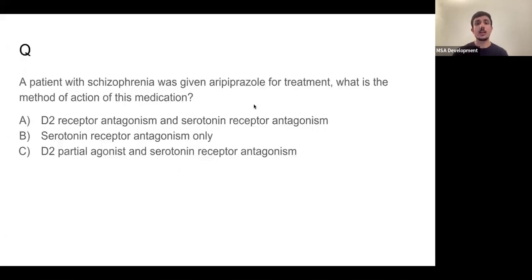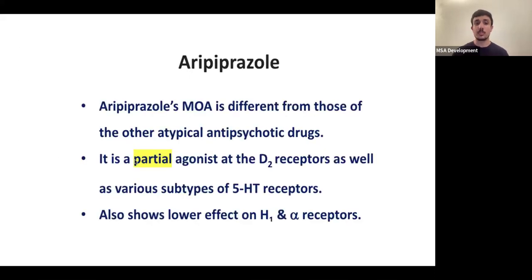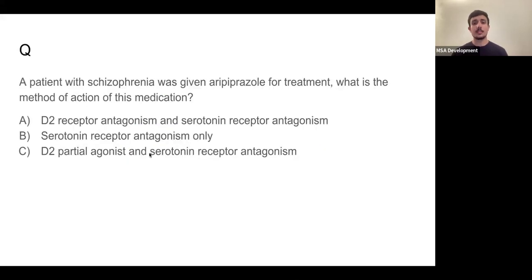Now another patient was given aripiprazole. What is the method of action of that? Why did I choose aripiprazole? Remember I told you some medications have unique effects? This is one of those medications. Aripiprazole causes D2 partial agonism. The others are antagonists. No, this causes partial agonism. Very important. The answer here would be C. As you can see, aripiprazole's method of action is different from those of other atypical antipsychotic drugs. It is a partial agonist at the D2 receptors as well as 5-HT receptors. 5-HT is serotonin. That's why the answer is C. Great.